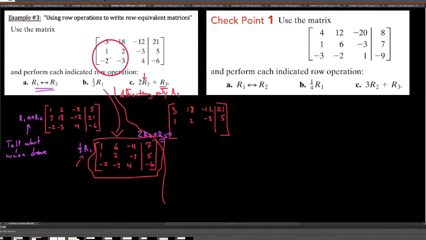So here's where we got to start thinking. If we took 2 times 1 here, we would get 2, and 2 plus this negative 2 here would give us a 0. Now if we were to take this 2 right here, times this 2, so 2 times 2, 4, 4 plus a negative 3 is a 1, so this would become a 1.